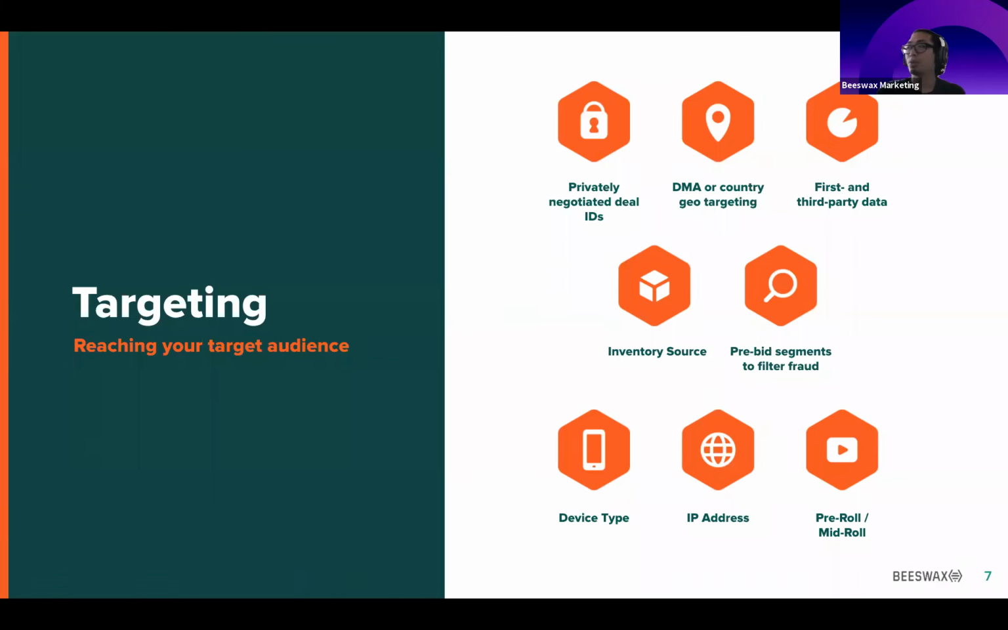Of course, device type, IP address, pre-roll and mid-roll targeting are all also available. Just for device type, maybe don't target the phone like the image that we have right now, and target all the devices that we just spoke to. So that is targeting.